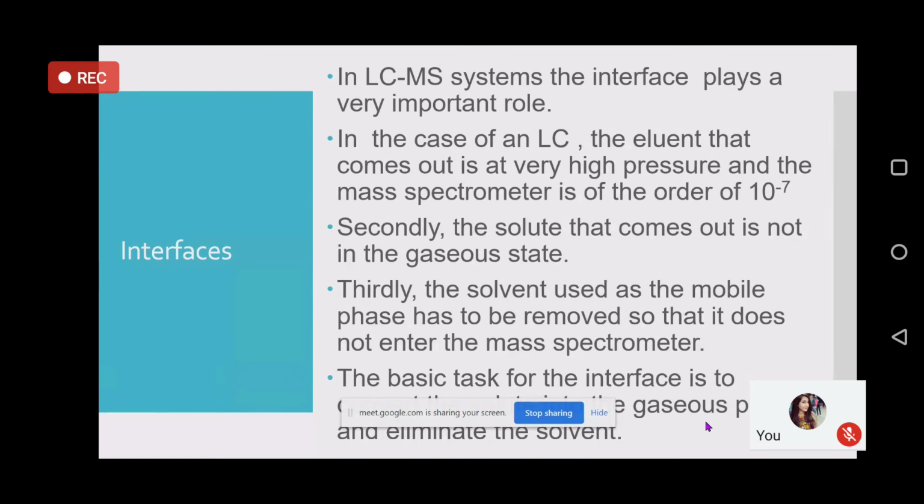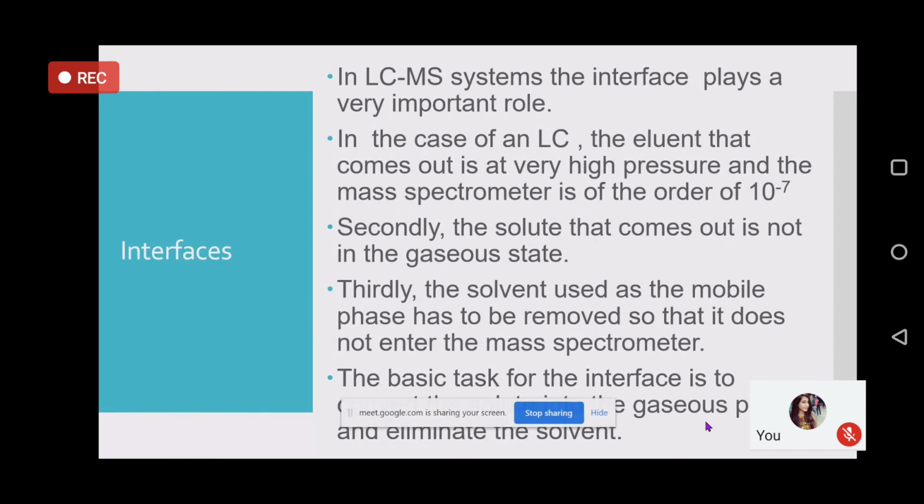Secondly, the solute that comes out is not in the gaseous phase. So solute may get deposited after removal or desolvation. If you can identify the process, it is similar to what happens in atomic absorption spectroscopy. Solvent is removed, then the solute is converted to the gaseous state. The solute undergoes dissociation, and then the atoms are produced. So it is desolvation followed by sublimation, followed by dissociation or atomization. That's what happens in atomic absorption.